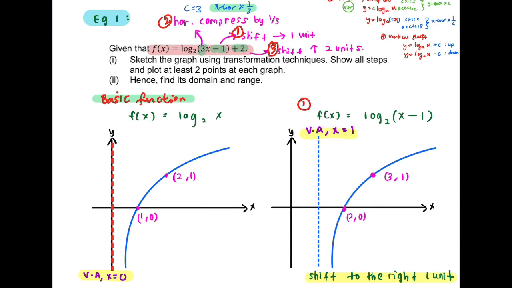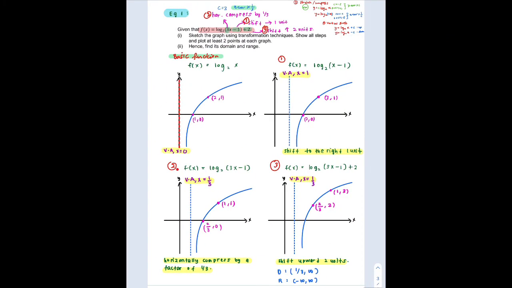Then let's move the coordinate from (1, 0) going right by 1 unit. So this is (2, 0). From (2, 1) going right is (3, 1). Don't forget to write the function here. Our function that we are graphing right now is f(x) equals log base 2 of (x minus 1). Now let's go to the second transformation, f(x) equals log base 2 of (3x minus 1).